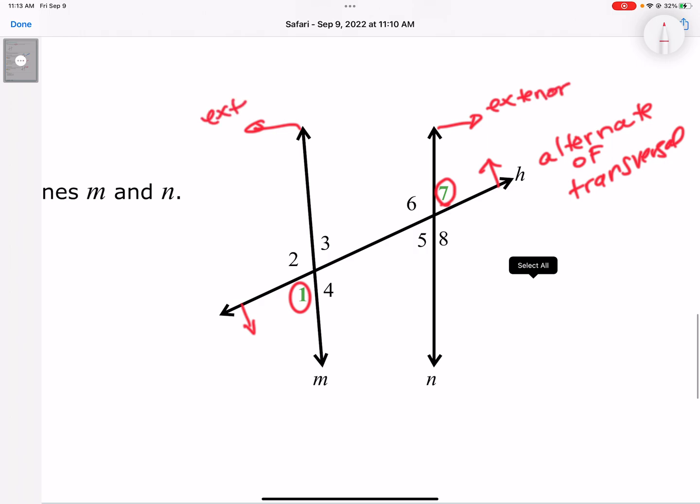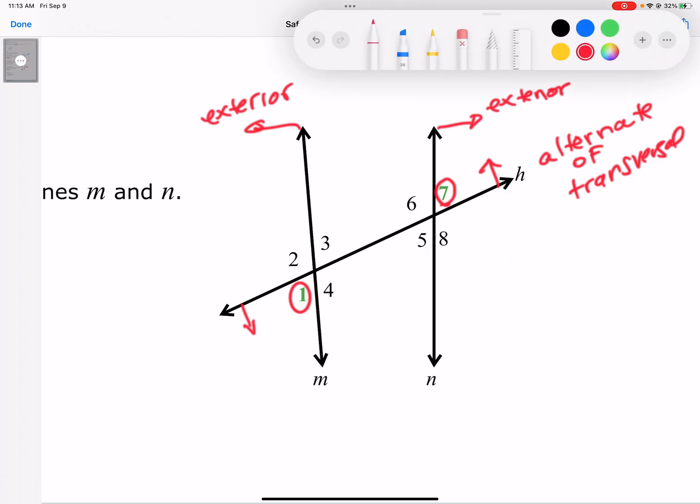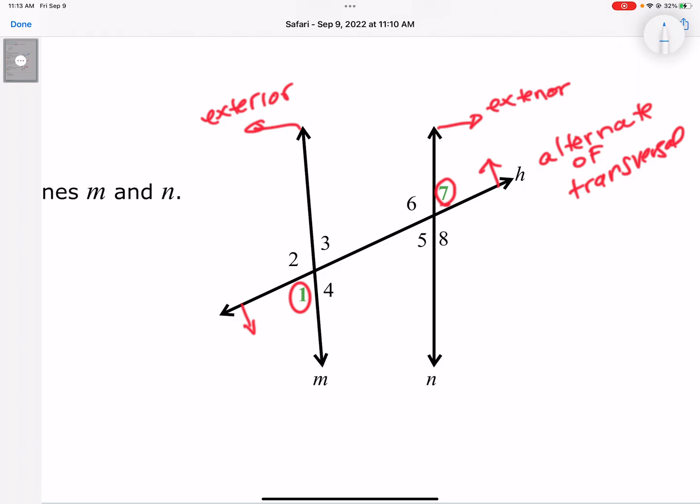So you can see that 1 and 7 are alternate. One's on the lower side of the transversal, the other's on the upper side of the transversal, exterior, and they're on the outside. All right, so can you tell me what the other pair of alternate exterior angles are? 2 and 8. Alternate, one's above it, one's below it. Exterior, they're both outside it. And remember, one has to be on one line, the other one has to be on the other line.